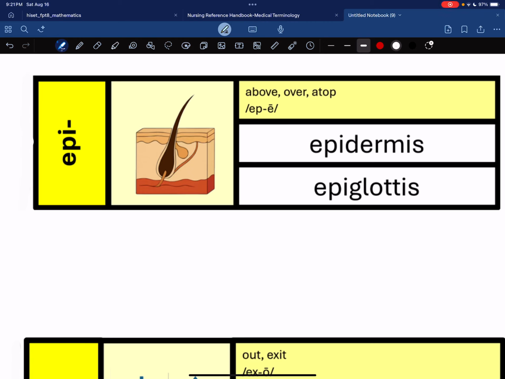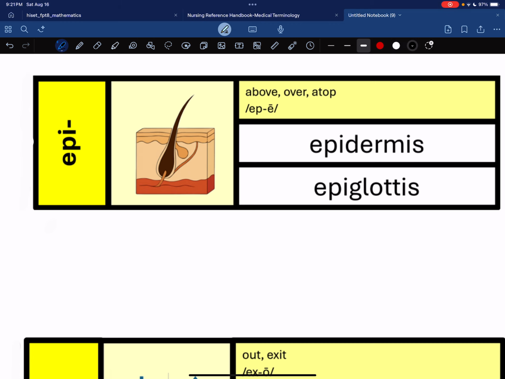This prefix is epi, epi, or epa. It can have a schwa sound on that last vowel. Epi or epa means above, over, or atop. And the first word is epidermis.